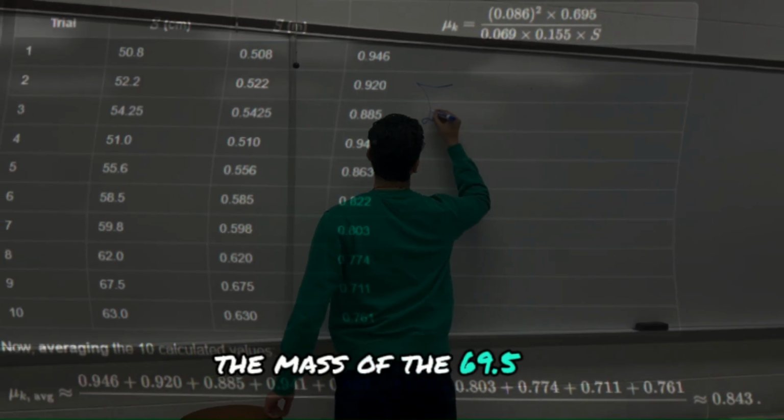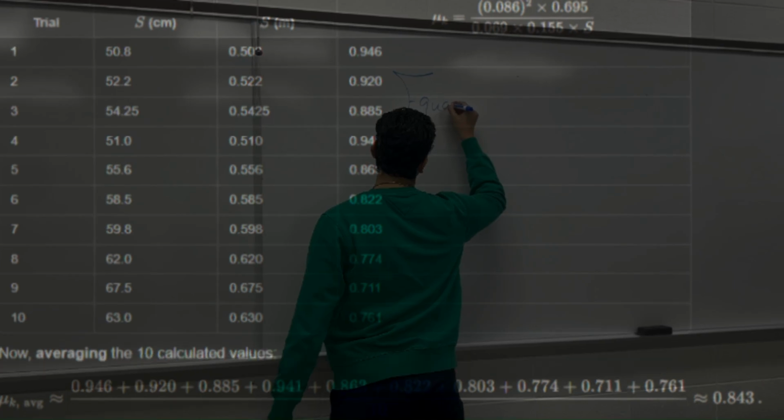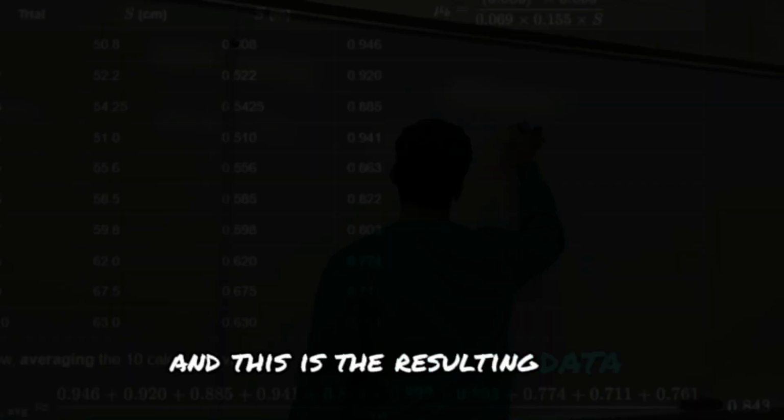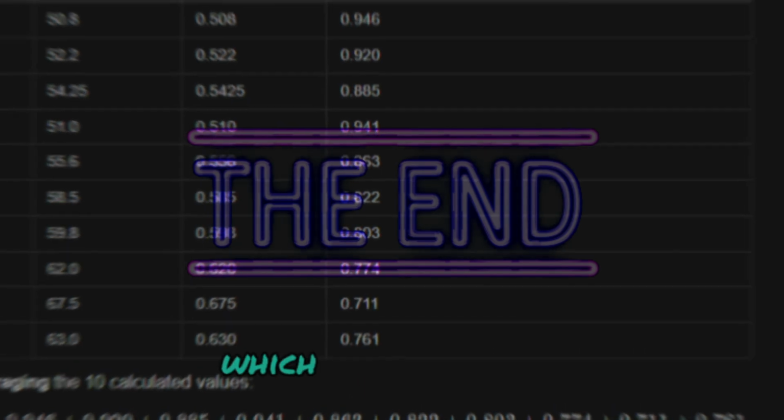So given that our height is 69.5 centimeters, the mass of the sandbag is 86 grams, and the mass of the cart is 69 grams, we can start computing. And this is the resulting data. Therefore, the average is approximately 0.843, which is what mu k is.